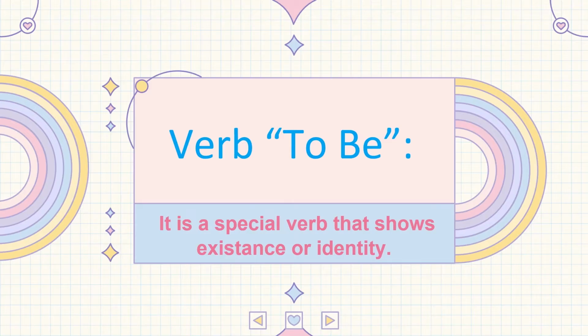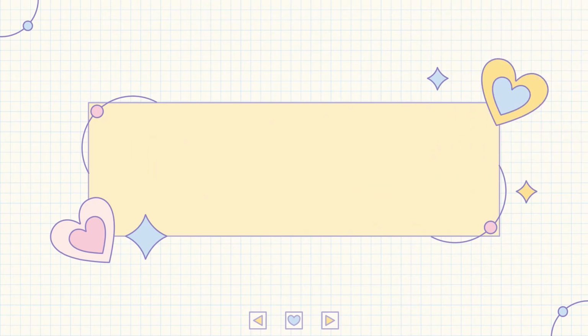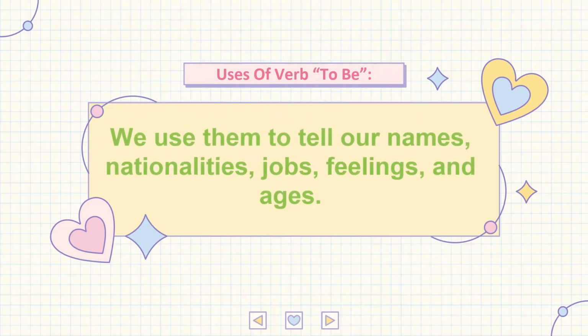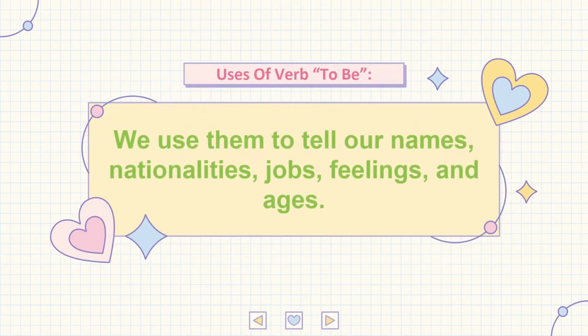Verb to be, it's a special verb that shows existence or identity. Uses of verb to be. We use them to tell our names, nationalities, jobs, feelings, and ages.